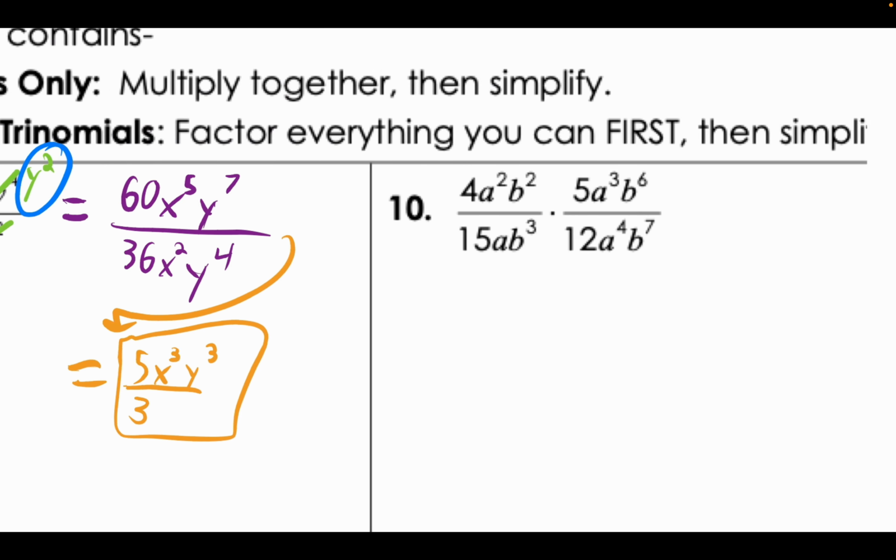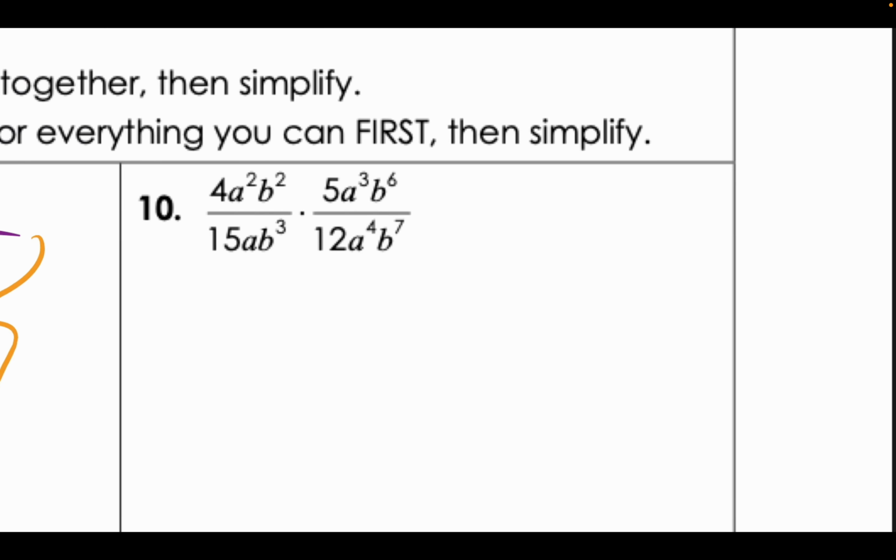So on number 10, I'll show both ways again here. I'll first start by multiplying them together. And so 4 times 5 is 20. On the a's, we get a to the 5th and b to the 8th. On the bottom, 15 times 12 is 180. And then we get a to the 5th and b to the 10th.